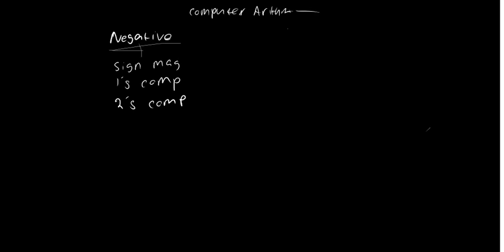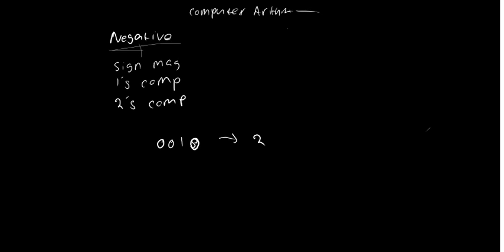So sign magnitude is basically a way of representing these numbers. Let's say we have a 4-bit number. I'm going to say 0, 0, 1, 0, like that. This is 2.